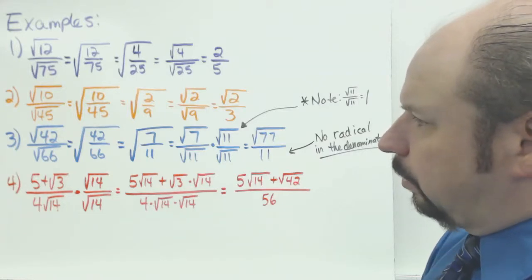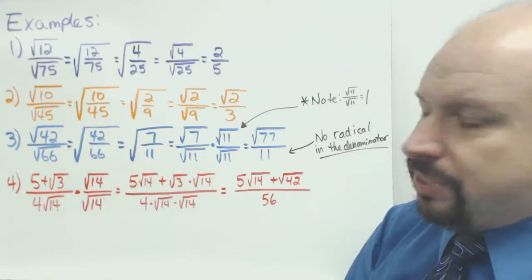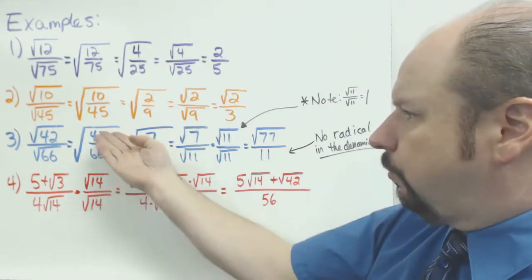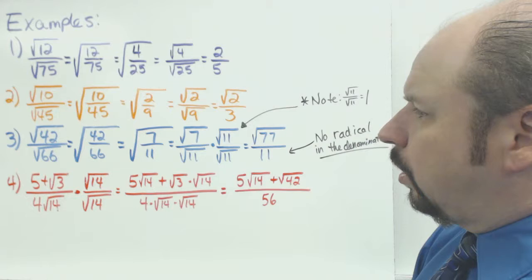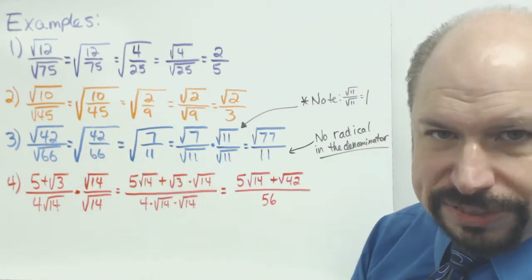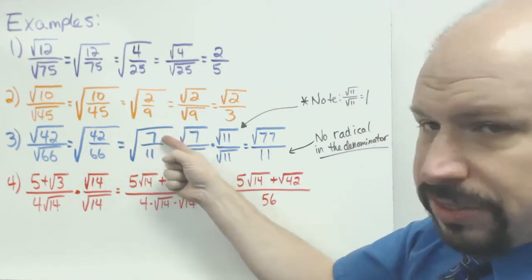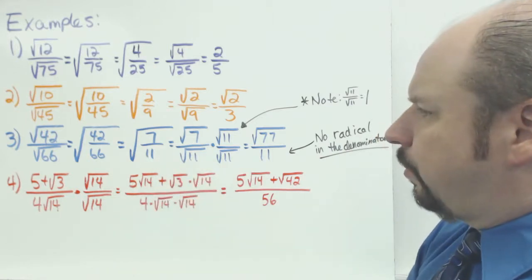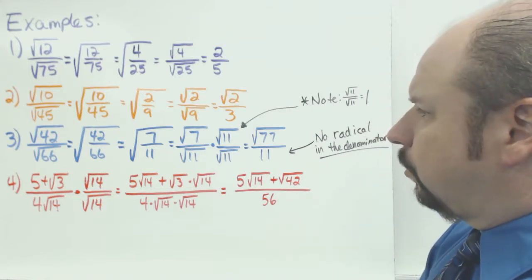Okay, so next one, we're going to get a little more complicated here. The square root of 42 over the square root of 66. So once again, I'm going to rewrite it as a single radical. 42 over 66 underneath the square root symbol. Okay, so notice here we do have a common factor. They both have a factor of 6 in them. So if we divide top and bottom by 6, 42 divided by 6 is 7. 66 divided by 6 is 11. So we have 7 over 11 underneath the radical.